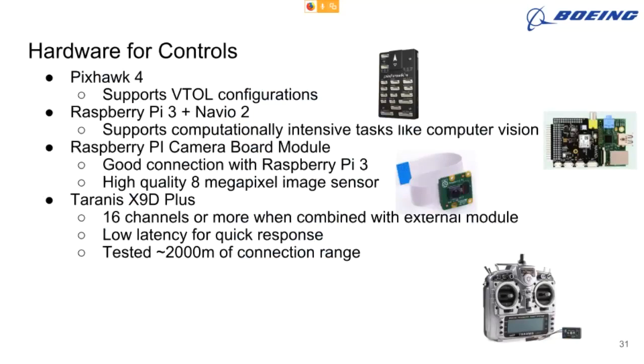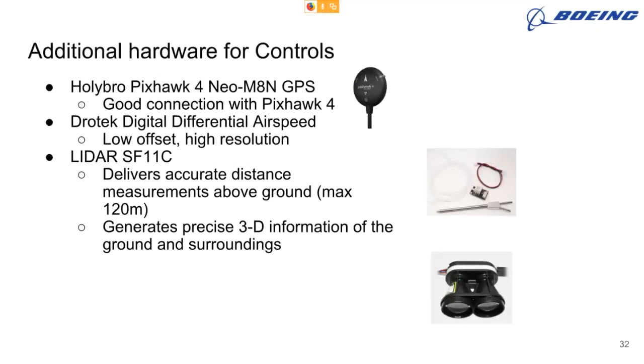Hardware for controls, we use a Pixhawk 4, a Raspberry Pi 3 plus a Navio 2, a Raspberry Pi camera board, and then a Taranis X9D Plus for our transmitter. Additional hardware would be a GPS system, differential airspeed sensors so we can see how fast we are flying, as well as LiDAR to be able to tell how far we are off the ground.